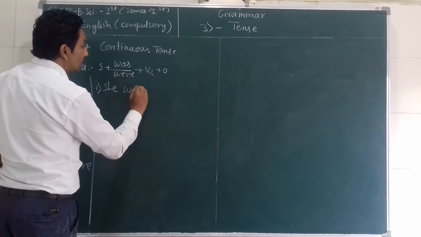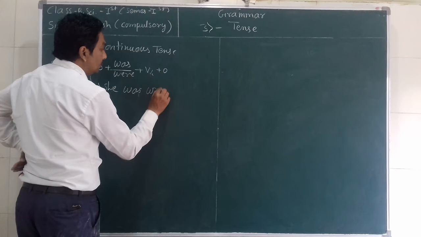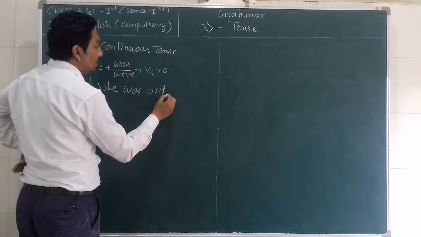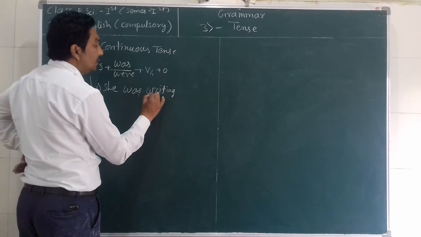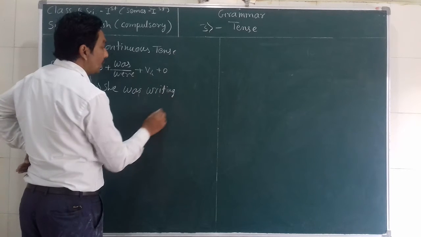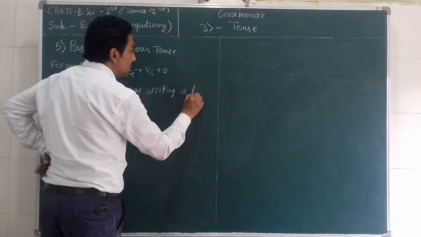Then any V4. If you want to take the verb write, what is the V4? We need to use the ing suffix, then automatically it becomes the V4 of that verb. Then the object. Writing, what are you writing? A letter.